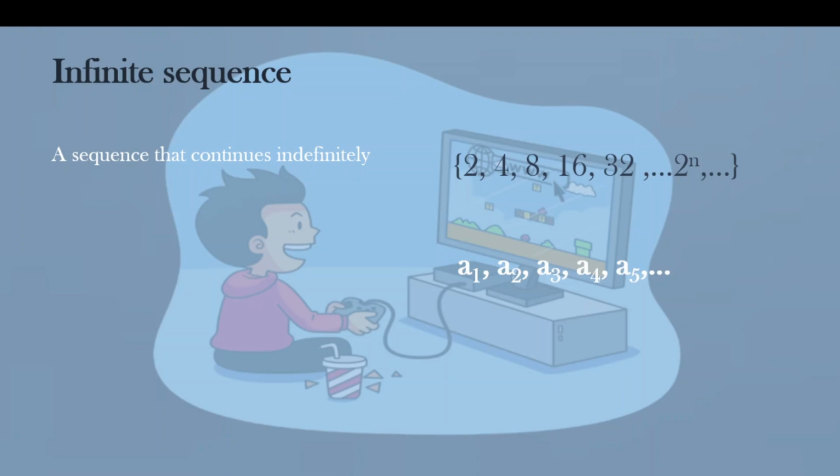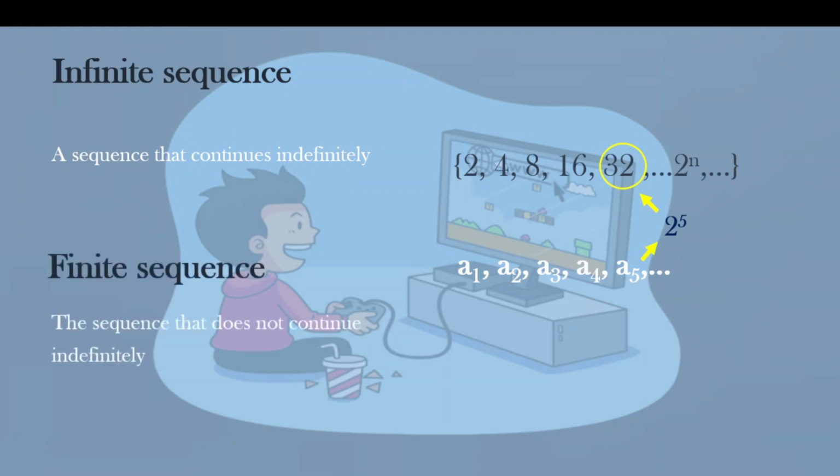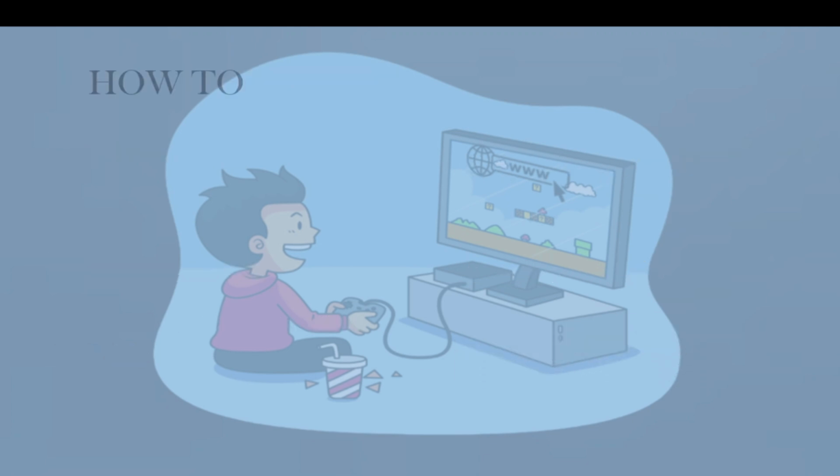For example, we want to find the fifth term of this given sequence. We will simply substitute n equals 5, and this will give us the fifth term of the sequence. Hence, a5 is the fifth term of the sequence, where the subscript 5 represents the position in the sequence. That is the fifth number of the sequence. Next is a finite sequence, a sequence that does not continue indefinitely, and it can be written as.